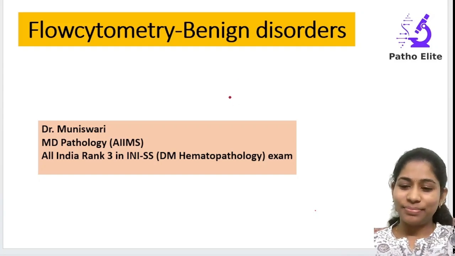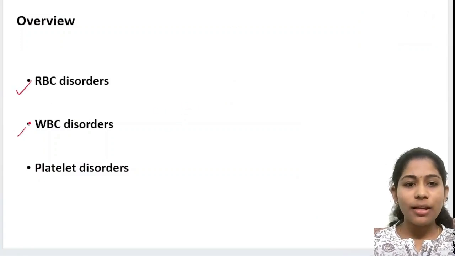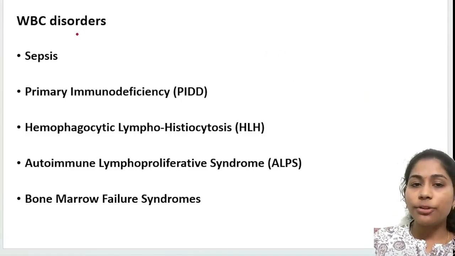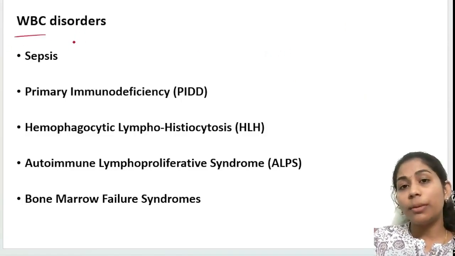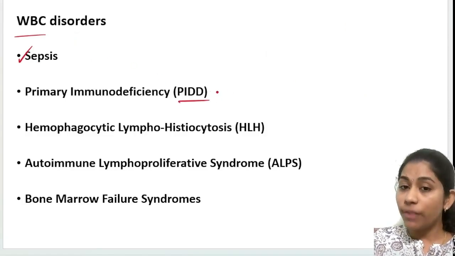Okay, let's start. In flow cytometry applications, especially in benign disorders, they are classified into RBC disorders, WBC disorders and platelet disorders. We are done with the RBC disorders. Next we will discuss the WBC disorders. What are the WBC disorders? Sepsis we can detect by flow, and primary immunodeficiency disorder, which is very important.